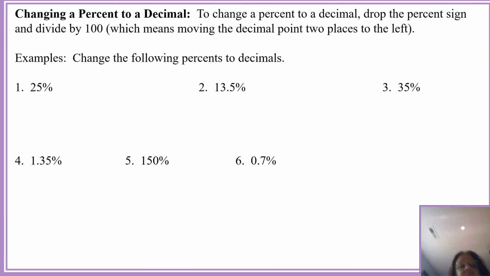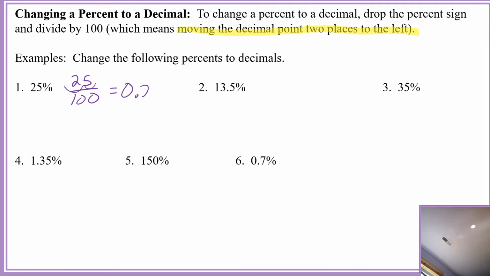Okay, next one. Now we're going to go changing percent into decimal. So to change the percent to decimal, drop the percent sign and divide by 100, which merely means to move the decimal point 2 places to the left because you're dividing by 100. So if I have 25 over 100, this becomes 0.25 as a decimal.